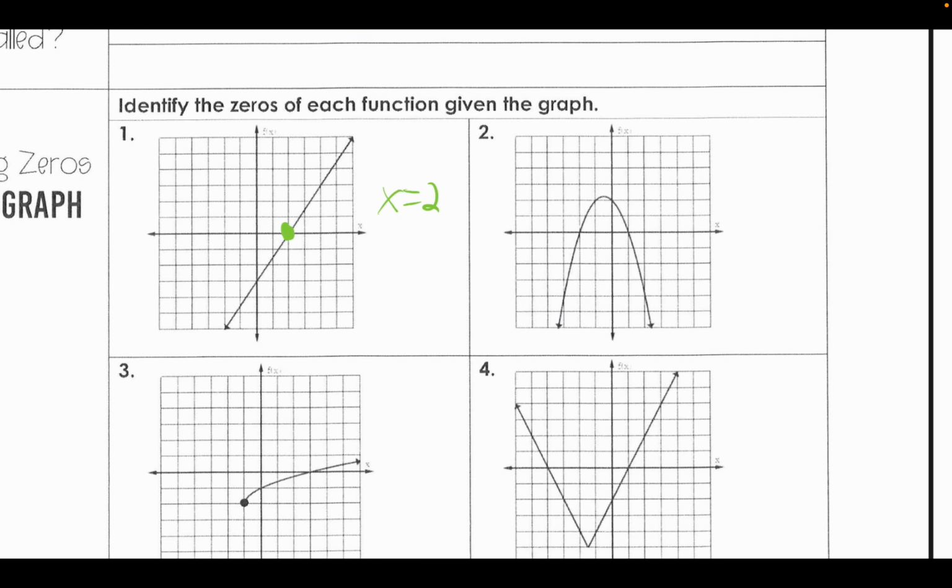On number 2, there's 2 of them. It crosses the x-axis here and here. So you can list them as 2 separate ones, x equals negative 2, x equals 1, call that good. Or you could list it as x equals negative 2 comma 1, 2 different ones. Notice I didn't put parentheses around that because it's not an ordered pair. They're 2 separate numbers just in a list.